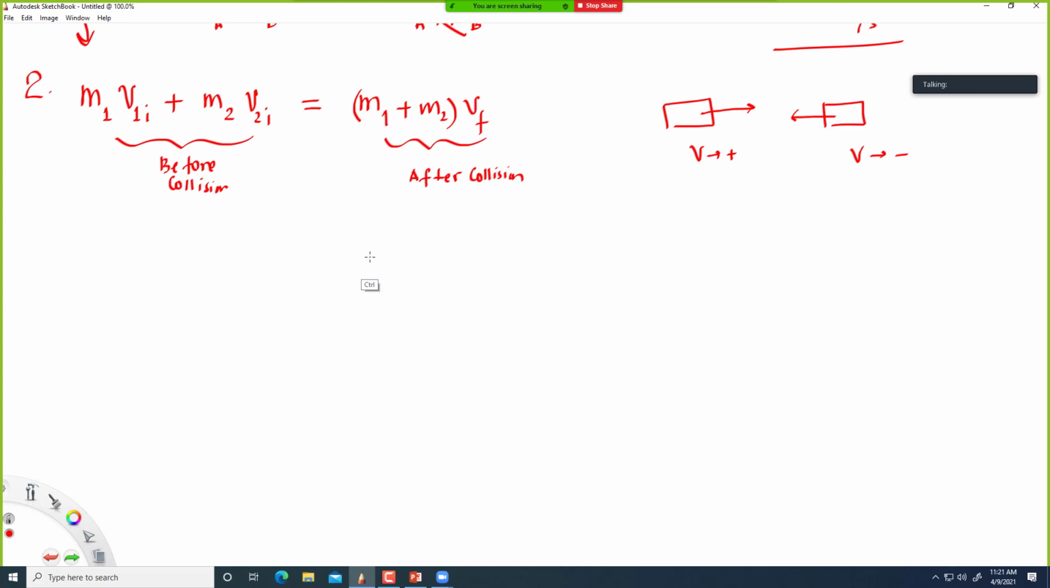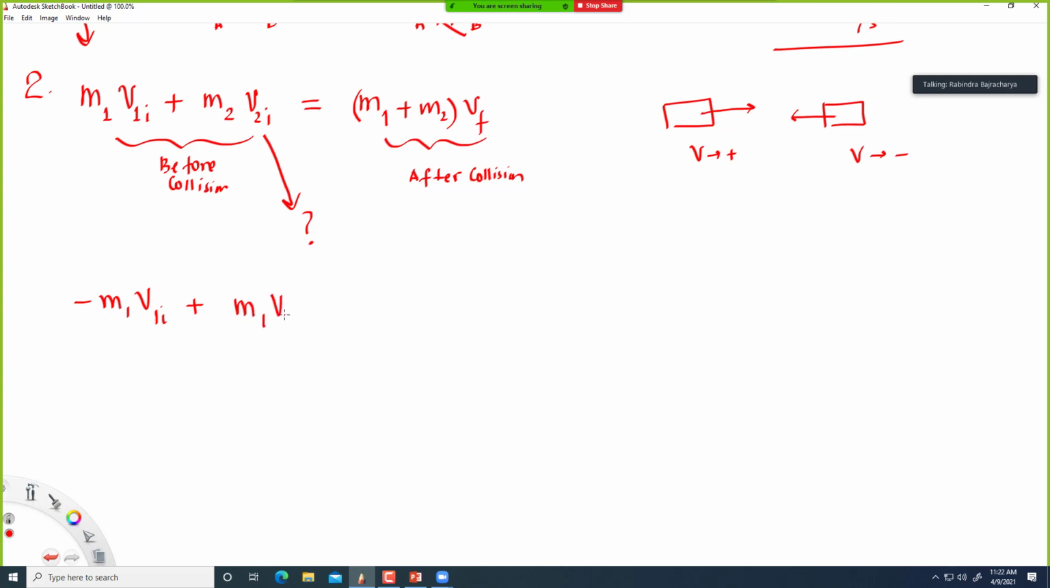Okay, so in this case, we want to find the initial velocity of the second cart. So this is what we want to find. So we want to write the equation with this one on the left and everything else on the right. So what should I do for that? So subtract this thing on both sides. So subtract M1 V1I on right and left.